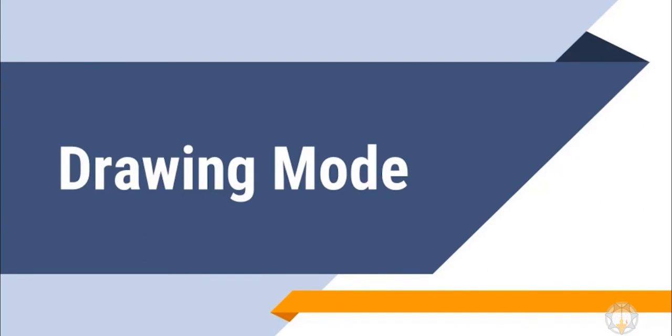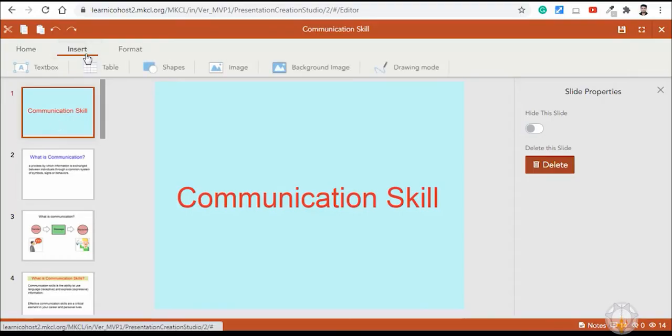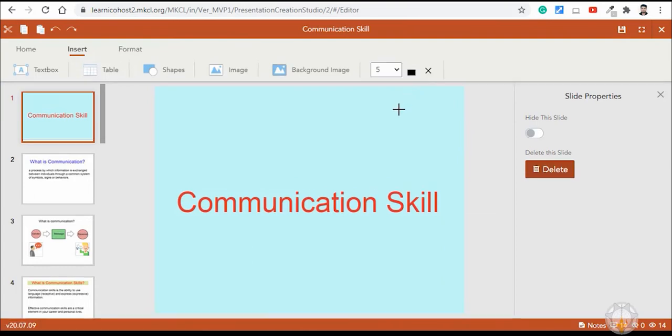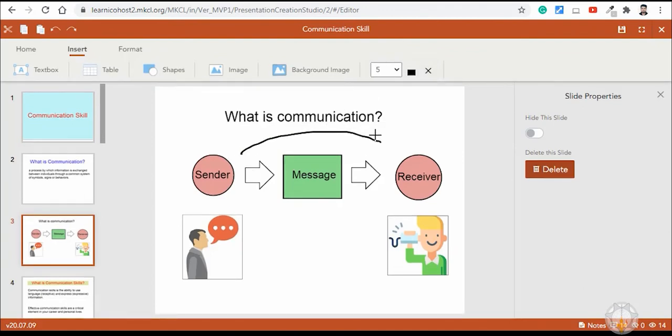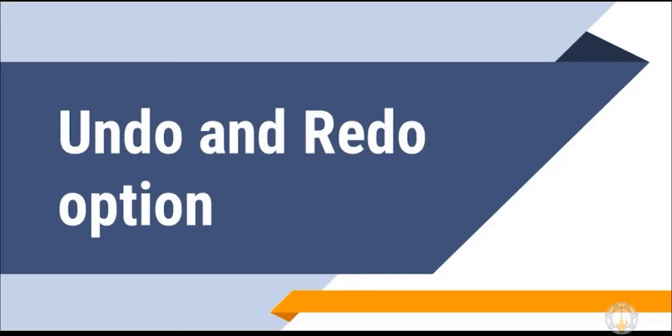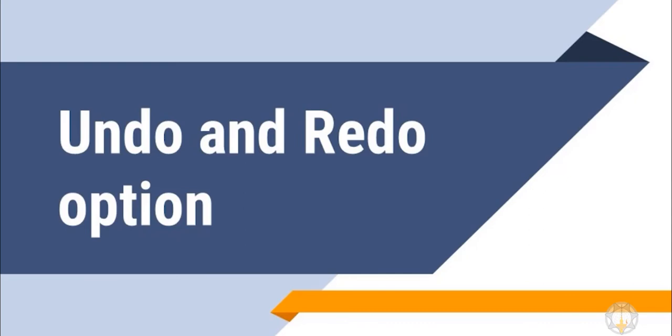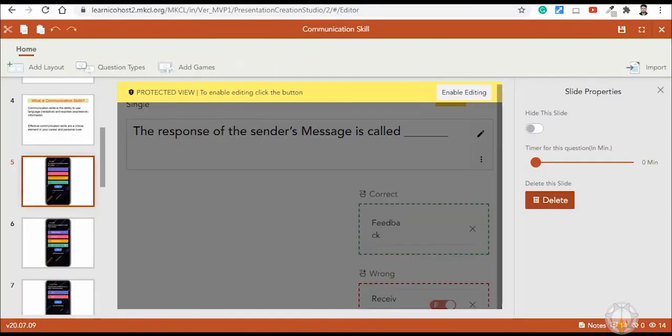Let's see some features of SuperPoint. Drawing mode. In drawing mode, you can freely draw anything on the slide. Undo and redo option. Undo and redo options are available at the top left corner.